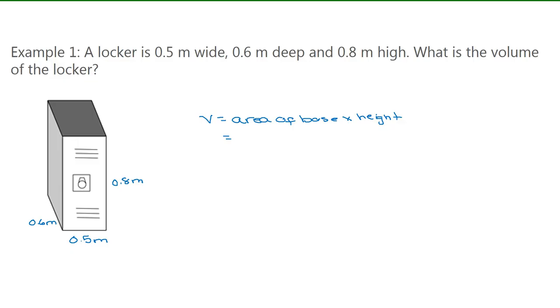Now the base here is a rectangle, which we know is length times width. So in this case we multiply 0.5 times 0.6. Then we have to multiply that by the height, which is 0.8. So now we can just multiply these three numbers on the calculator to give us 0.24 meters cubed.